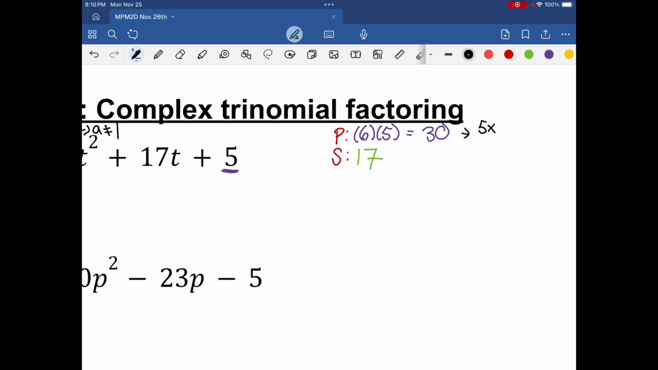We have 5 and 6, but those don't add up to 17. I know that gives me 11. I have 15 and 2. Oh, wait. 15 plus 2 gives me 17. Oh, I found my numbers.